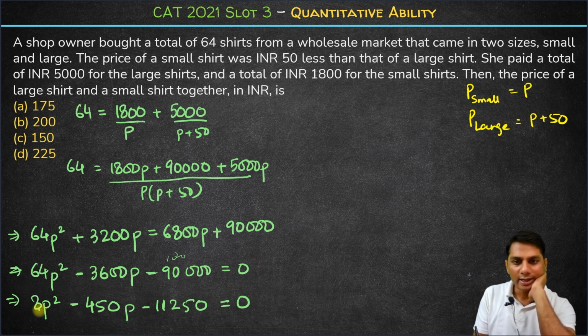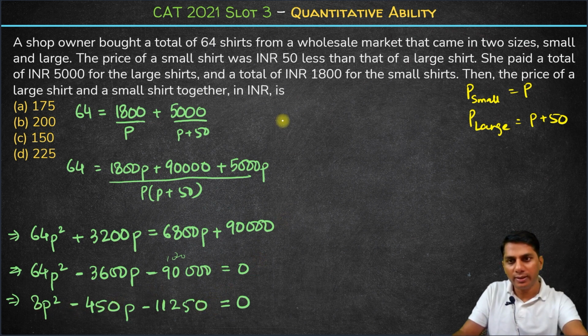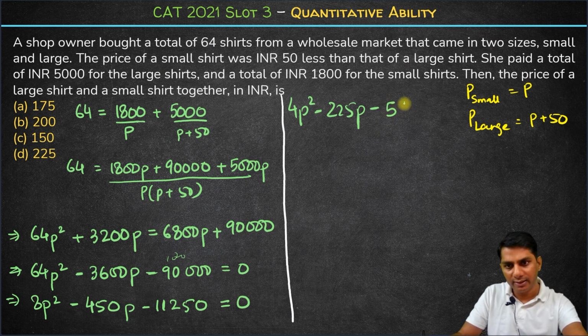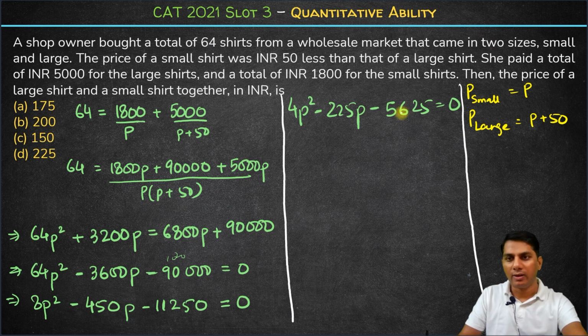Right? Now again we see there is a factor of 2 common here. So again dividing by 2, this becomes 4P square minus 225P minus, and this divided by 2 we get 5625, is equal to 0. Okay? This is the quadratic that we get. Now you'll have to do some calculation over here.